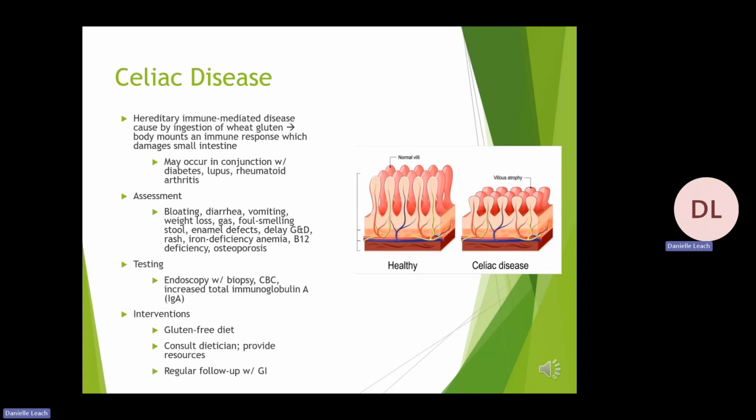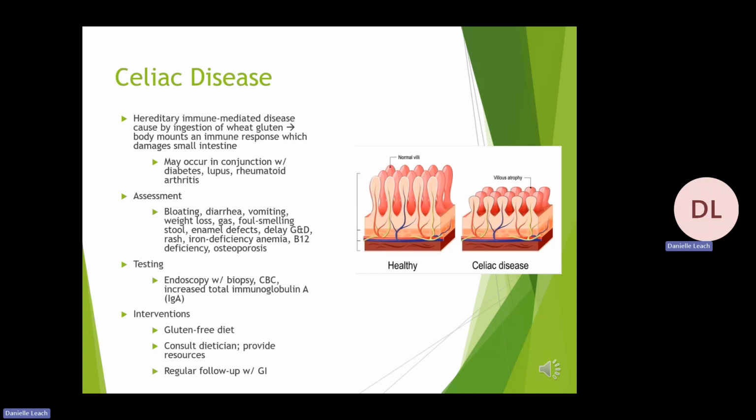They could have enamel defects on their teeth, delayed growth and development for a child. A certain type of rash is also common in certain areas of the body, like elbows and knees. Iron deficiency anemia, B12 deficiency, and osteoporosis.